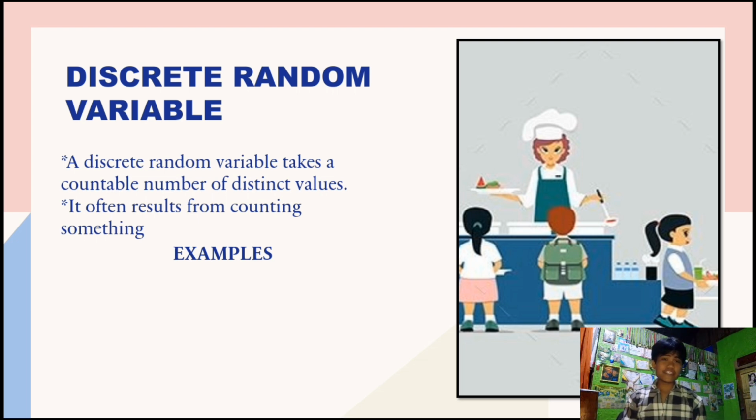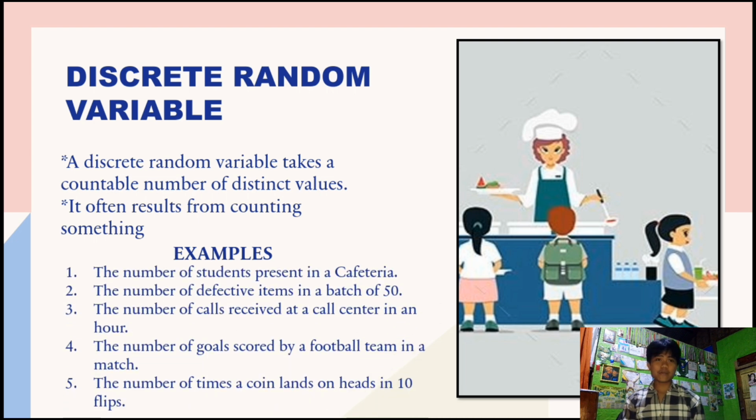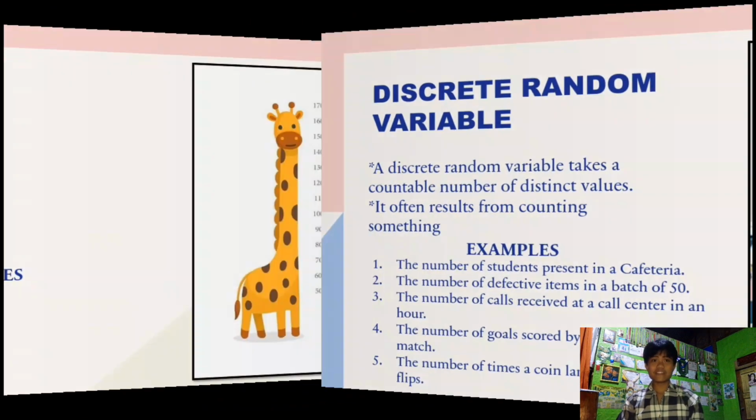Now let's have some more examples. We have 5 more examples here, so I'll be reading them to you. First, we have the number of students present in a cafeteria. Next, we have the number of defective items in a batch of 50. Then, we have the number of calls received by a call center in an hour. Then, the number of goals scored by a football team in a match. And lastly, we have the number of times a coin lands on heads in 10 flips.